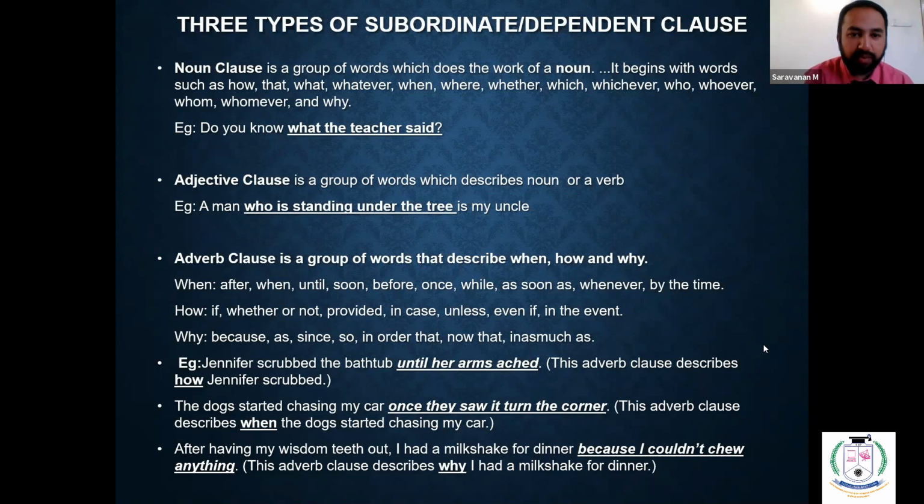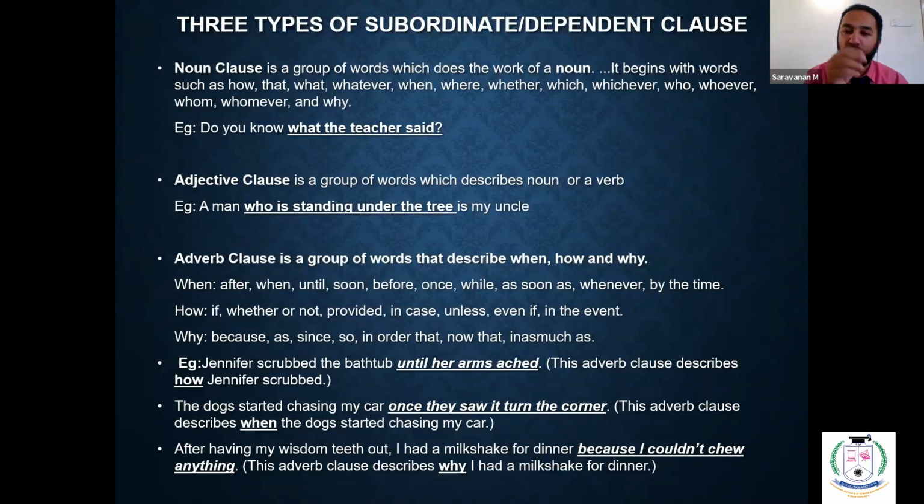See here, adverb clause is a group of words that describe when, how, and why. See that when: after, when, until, soon, before, once, while, as soon as. These are some of the words which explain when. Now how: if, whether, provided, in case, unless. These are some of the words that explain how.